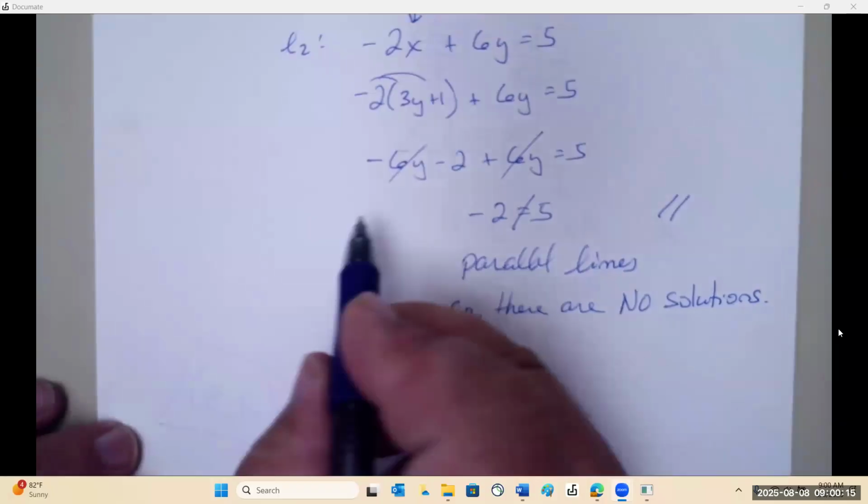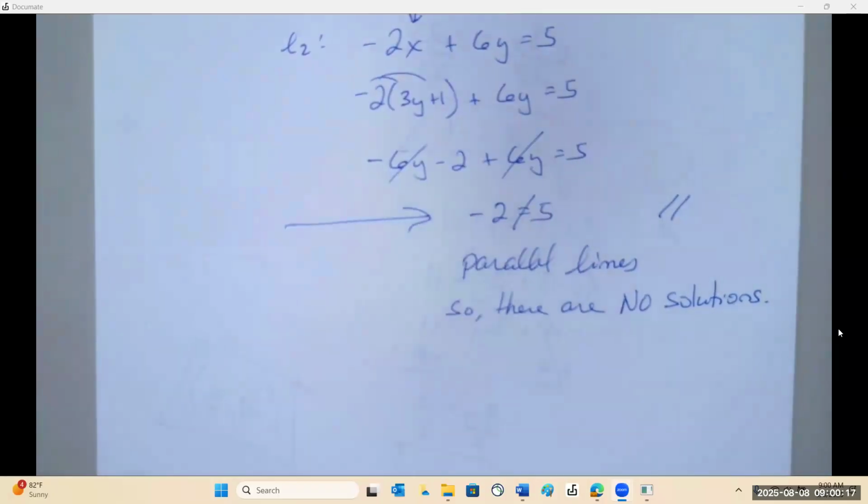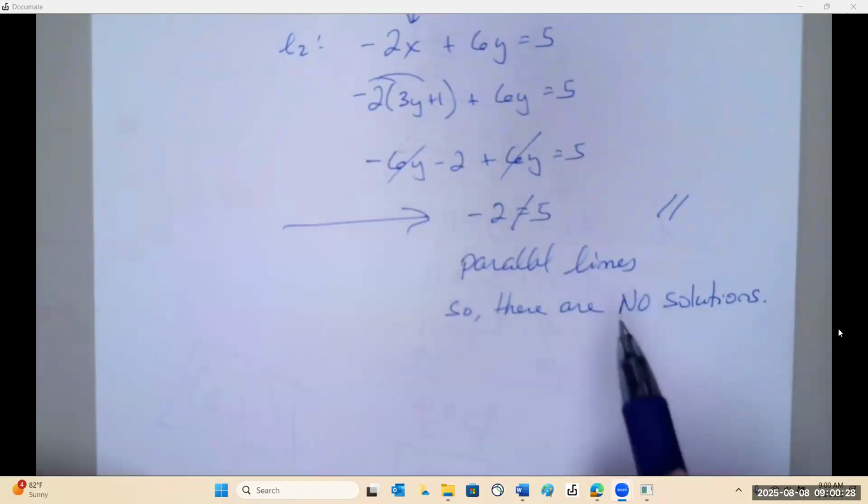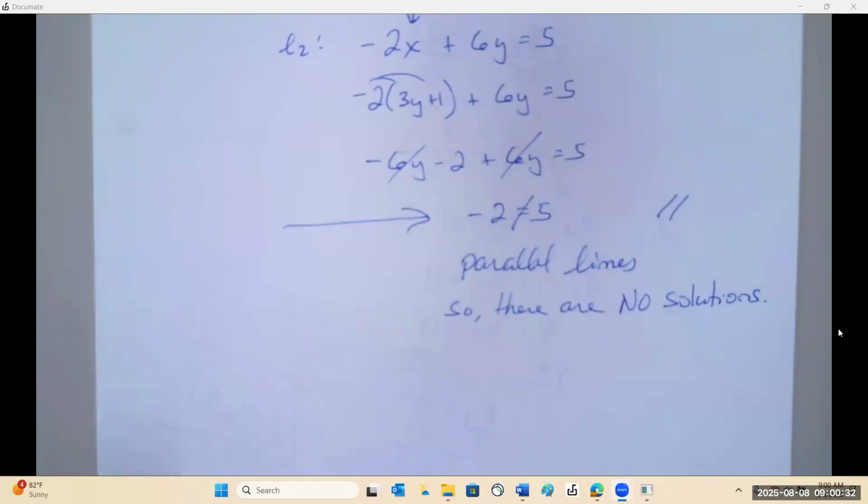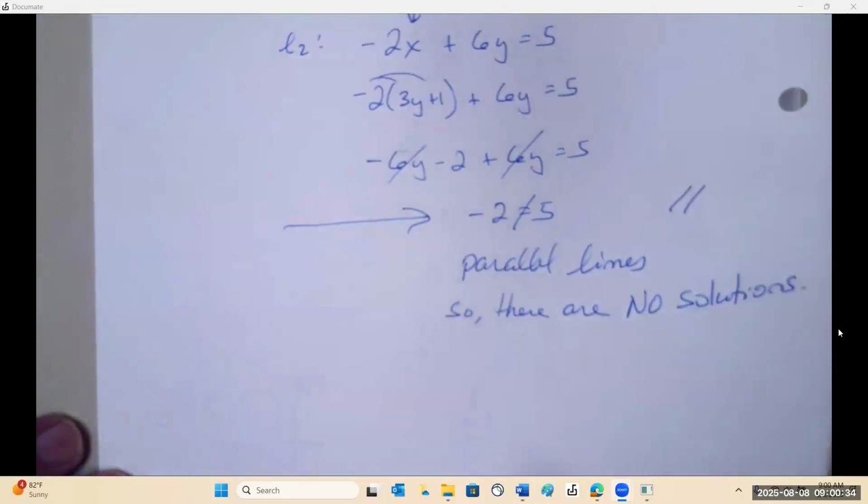So whenever this happens, when you go through a step, all the letters are gone and you just have two numbers. If they're not equal, then they're parallel. If they are equal, then what? Then they're the same lines, which is what the next one's going to show us.